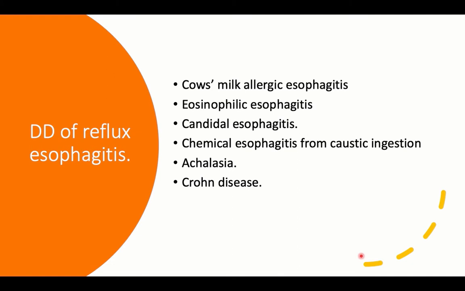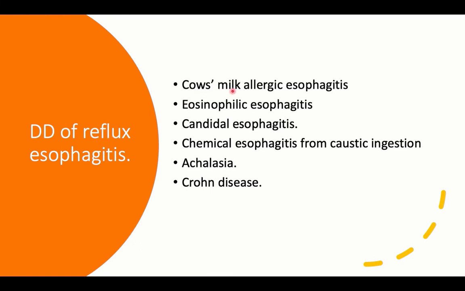So what is the differential diagnosis of reflux esophagitis? Again, when we have reflux of gastric content that contains gastric HCl back to the esophagus, this will result in inflammation of the esophageal mucosa, presenting with manifestations like chest pain, heartburn, vomiting, failure to thrive, and dysphagia. So this has a differential diagnosis.